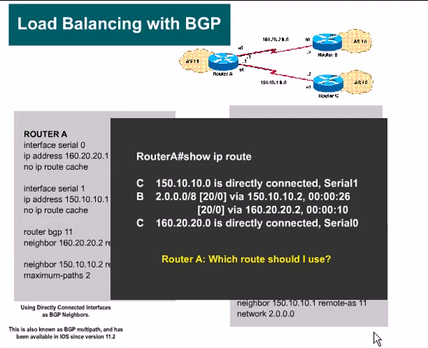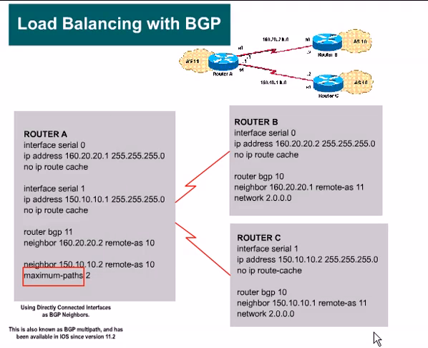Using the maximum-paths command under your router BGP statement allows your router to now ignore its default behavior and install more than one best path into the BGP routing table. In this case, we know that there are only 2 paths available to network 2, so our config for router A shows the maximum-paths 2 statement. However, in real life, you may need to increase this capability even further. In that case, you could have a maximum of 6 equal cost paths by using the maximum-paths 6 command.